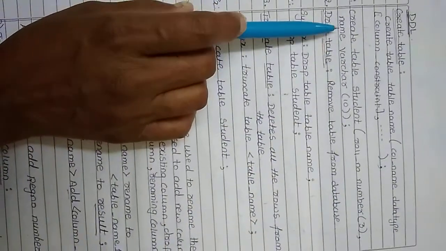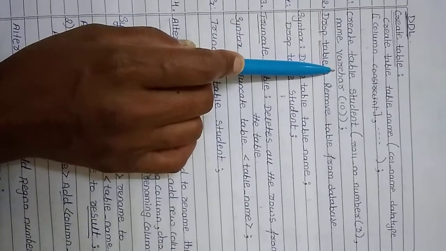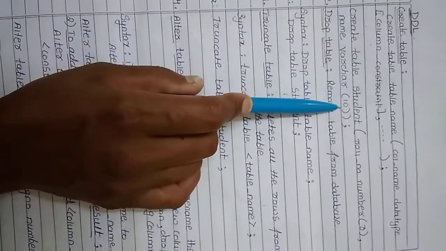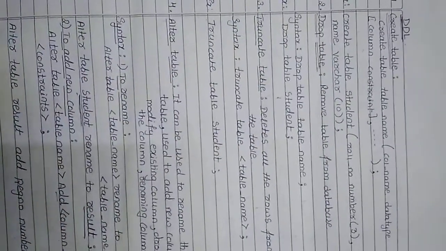Then the next column name is name, and its data type is varchar, that means character type, and in the brackets when I am giving 10, that means it will accept a maximum of 10 characters.